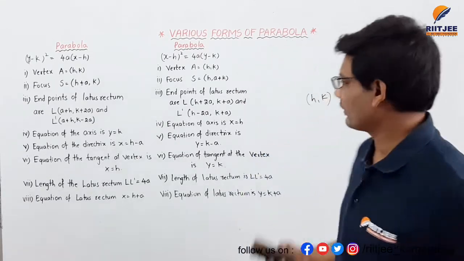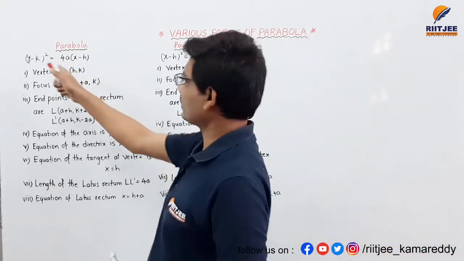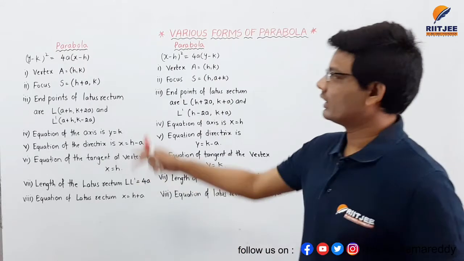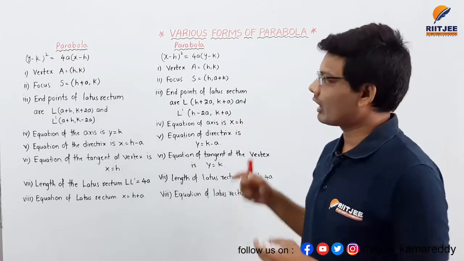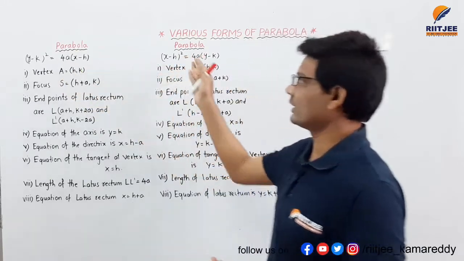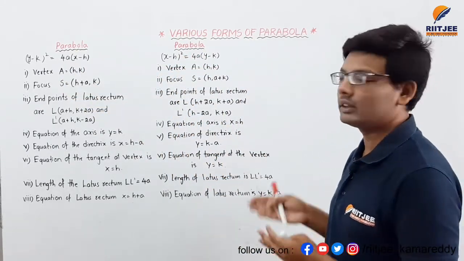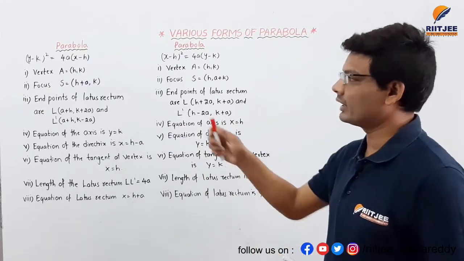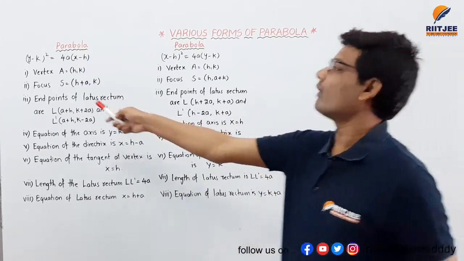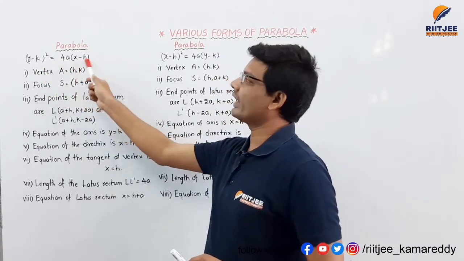The first type of parabola. Here there are two types, and two more types as well. I am taking only the positive signs of parabolas here, and those are two types. The first one is y minus k whole square is equal to 4a of x minus h.